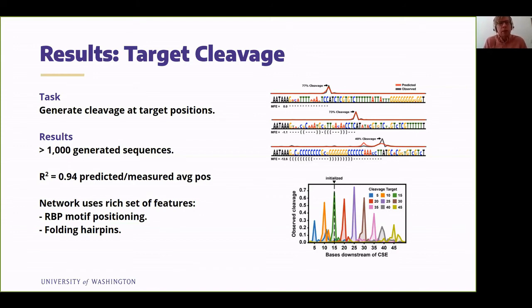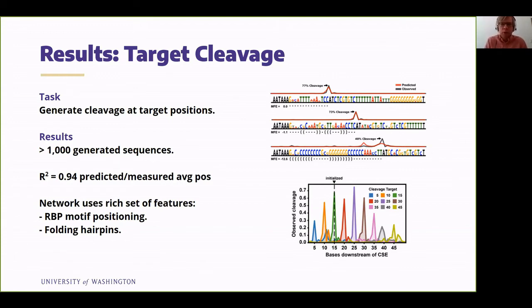I think it's really cool that we could do this. So again, we synthesized these in a HEK cell line, and what you see are these average cut profiles for various engineered target cut positions. We could in fact design sequences that cleaved up to 45 nucleotides downstream of the hexamer.